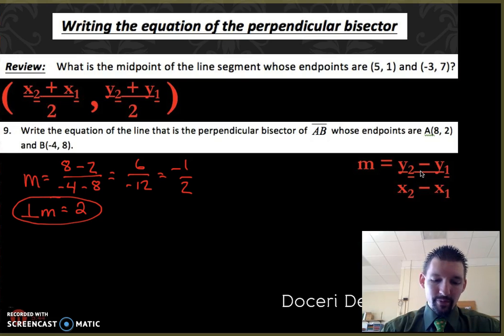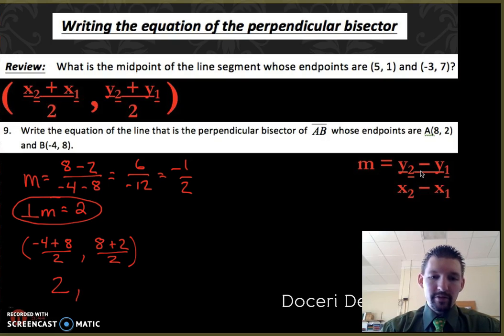Then we need to find the midpoint, which is going to be our formula up above. So we're going to plug in x2, which is negative 4, plus 8 over 2. And then we're going to do our y's, which is 8 plus 2 over 2. Well, negative 4 plus 8 is 4, divided by 2 is 2. 8 plus 2 is 10, divided by 2 is 5. So we're going to be going through the point 2, 5.